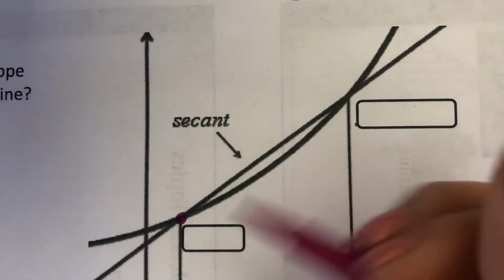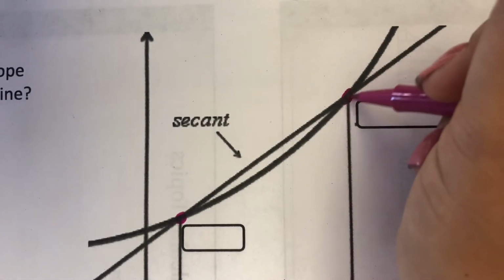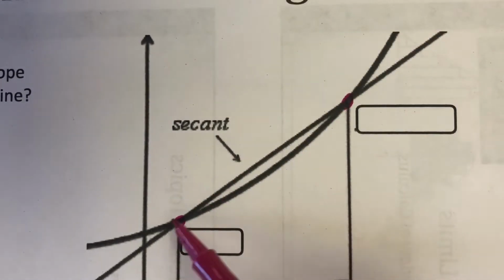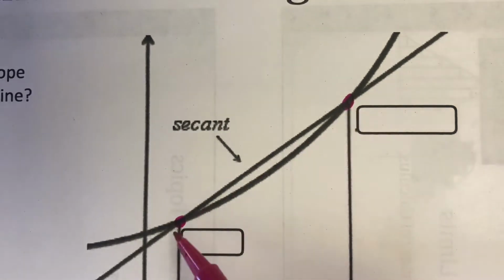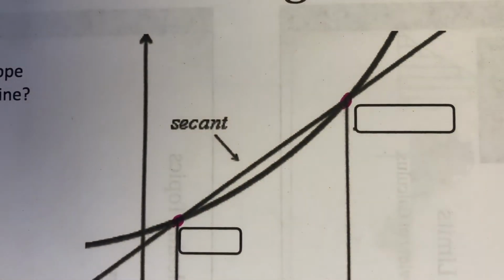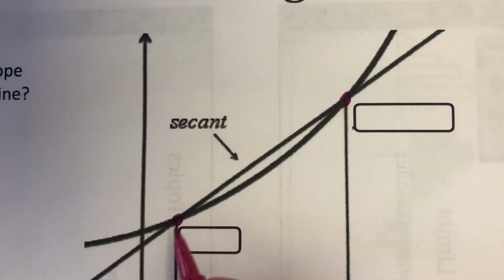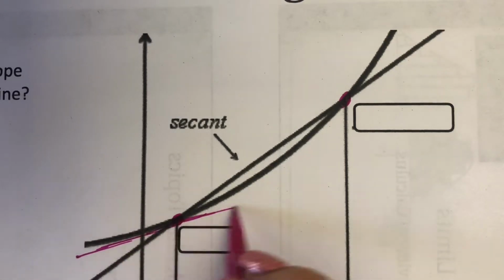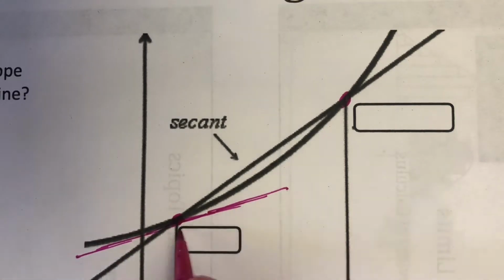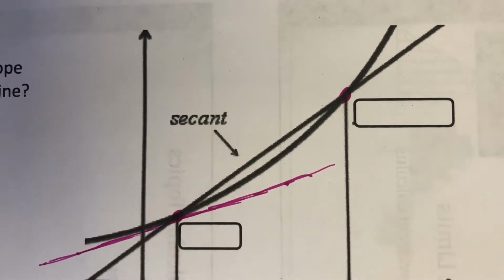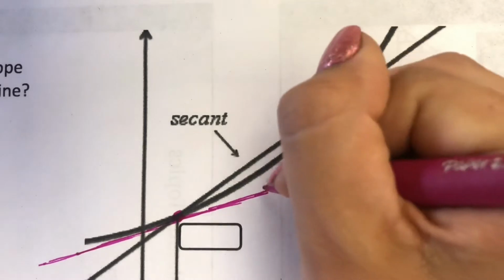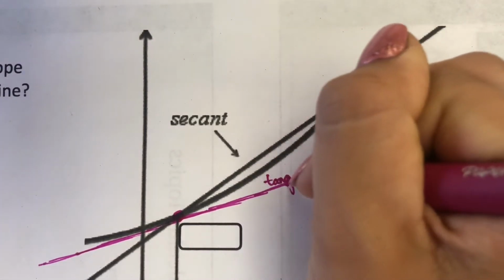Okay, so here's my second point. Now, the line that connects these 2 points is called a secant line, okay? The slope at a point, so if I were to approximate the slope at a point, like by drawing, I'd say it looks like this, something like that. Maybe it's like up 1/3. This is called the tangent line.